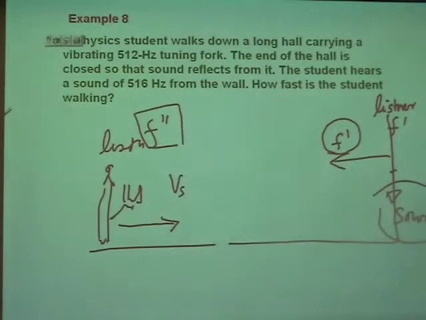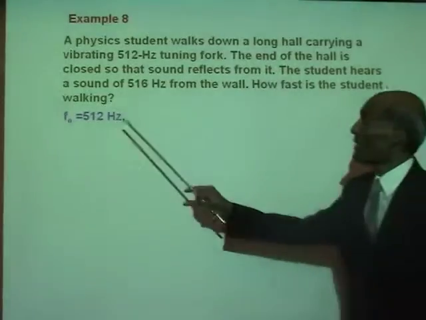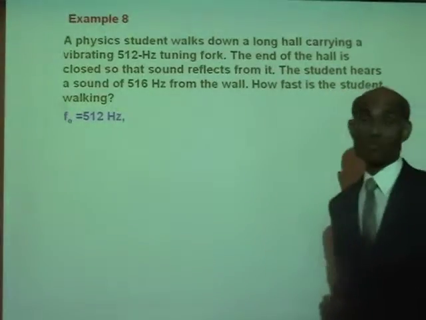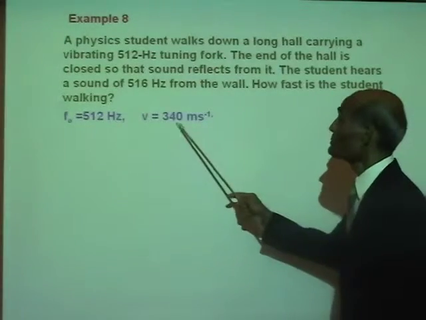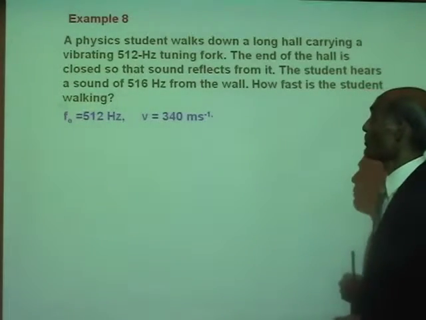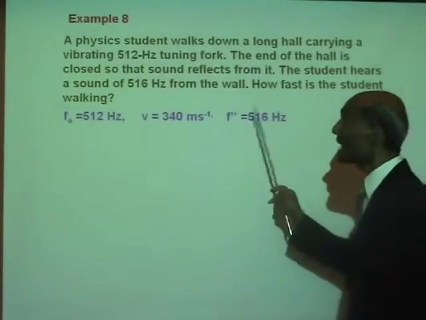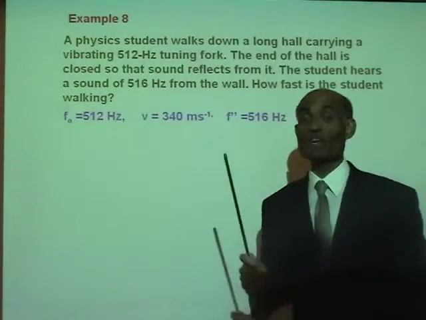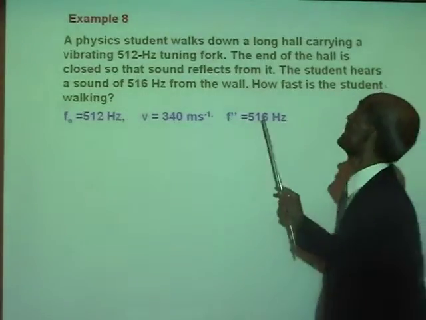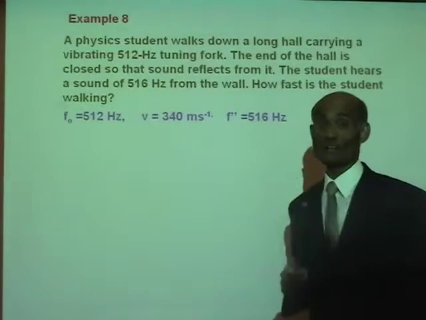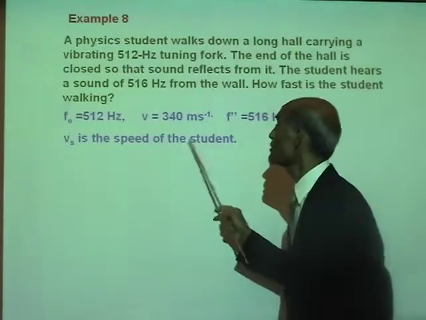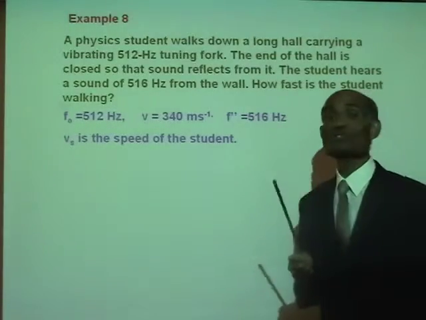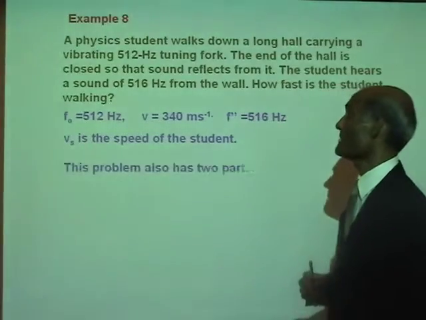Now, we have the actual frequency of the tuning fork, 512 Hertz. The speed of sound is 340 meters per second. And the final frequency as the student hears it is 516 Hertz. I explained to you what that is. If Vs is the speed of the student, we need to find that Vs.